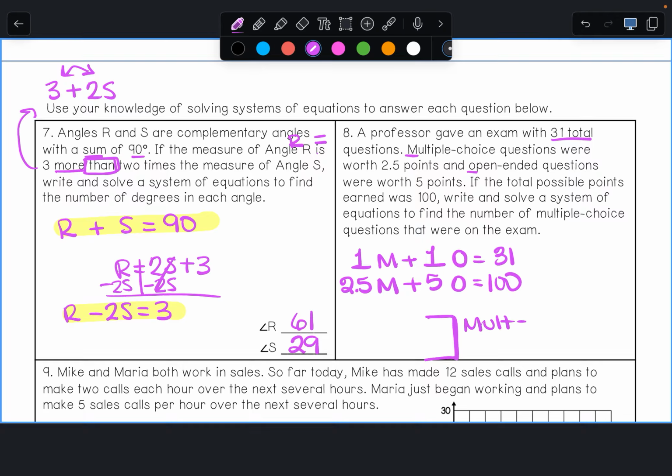So how many multiple choice were there on the test? 22. And how many open-ended? 9.